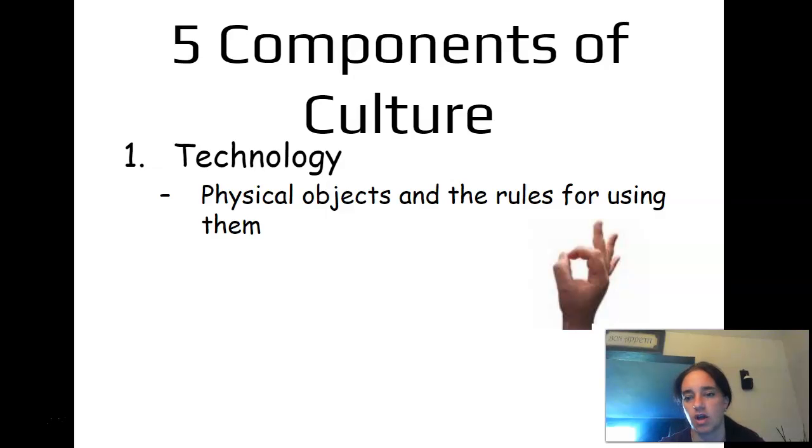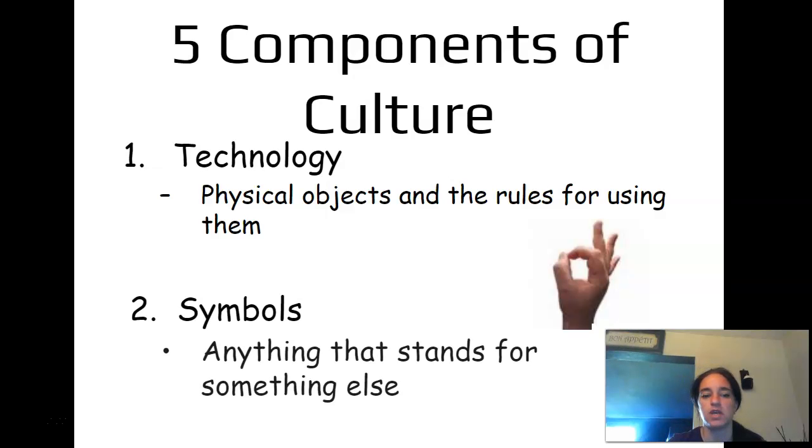And it's not just the objects themselves. It's also the rules that we put in place, what society says is acceptable or unacceptable. So for example, it is unacceptable to engage in hacking, okay? But computer programming is fine. The second component of culture is symbols. A symbol is anything that stands for something else. And in order for it to be effective, it has to have a commonly understood meaning. Everyone has to be in agreement on it.